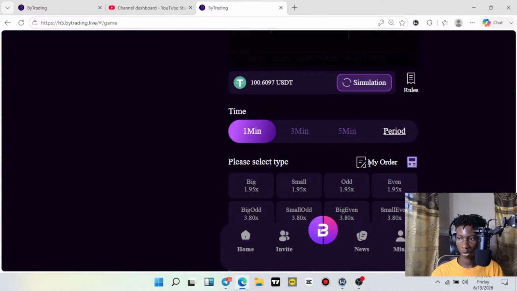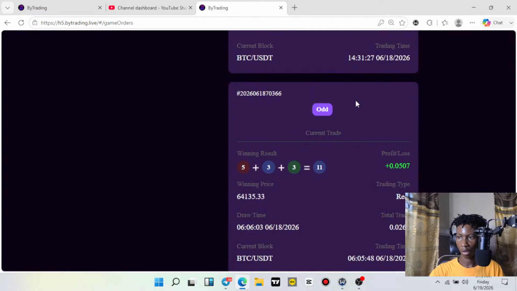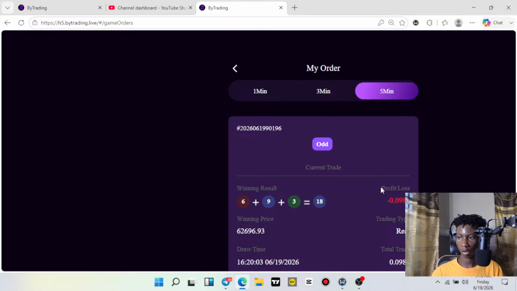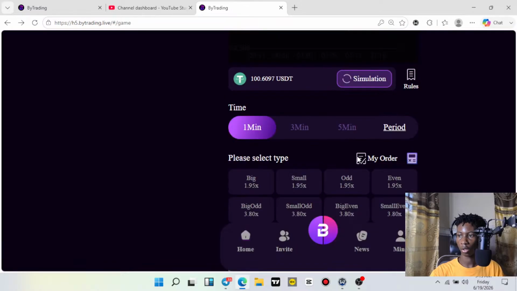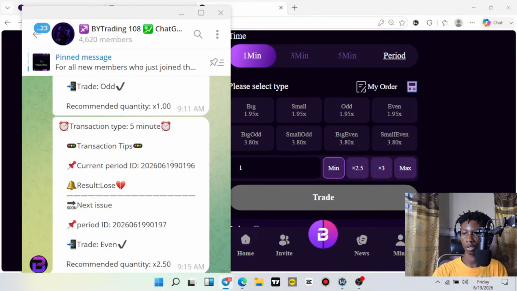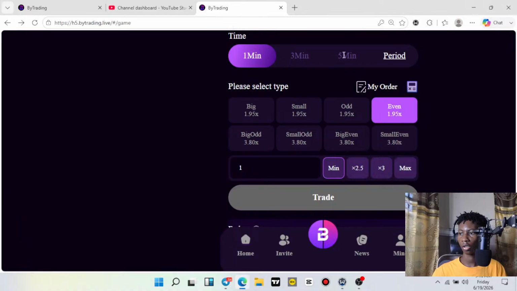And we can still check out the results right here and go to the 5 minutes. So we actually ran a loss on that very particular trade. So right now we have to come back to this very particular one and click on the 5 minutes. This is what I'll be trading on the 5 minutes. And let me go over to their Telegram community and check the trade which they'll be dropping. So this time around they told us to go with even. We have to go to this 5 minutes on.